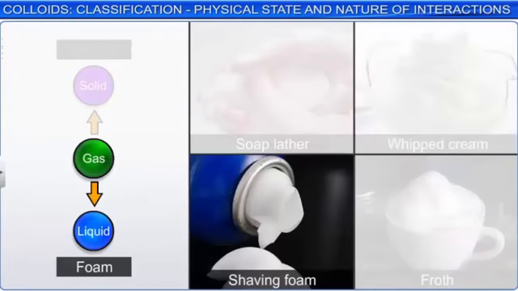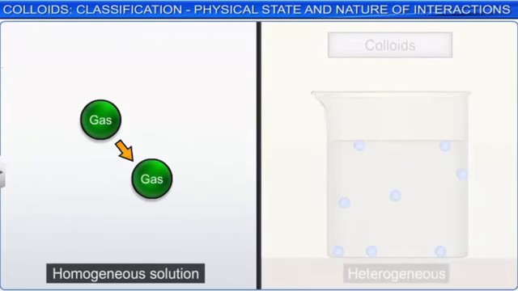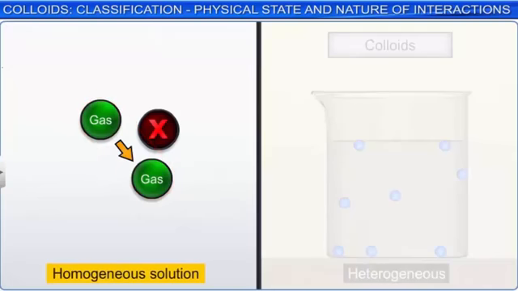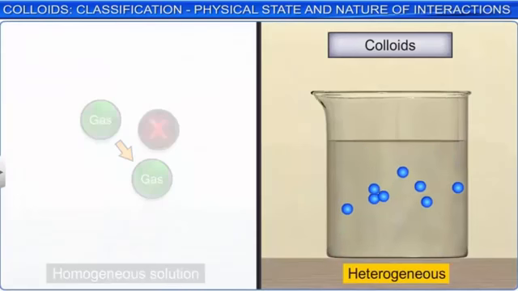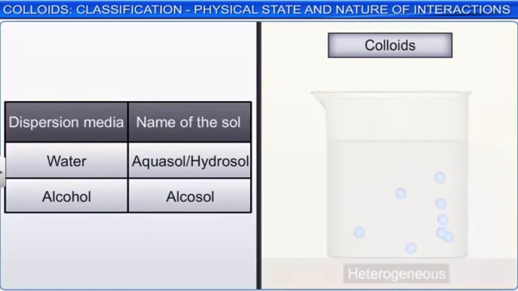It is important to note that the colloidal system of a gas into some other gas is not possible because gases always form a homogeneous solution. Since colloidal systems are heterogeneous, they cannot be obtained by dispersing a gas into another. Depending upon the nature of the dispersion medium, sols are given different names. For example, if the dispersion medium is water, then the sol is called an aquasol or hydrosol. And when the dispersion medium is alcohol, it is called an alcosol.